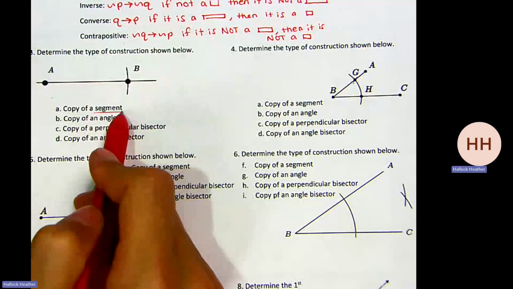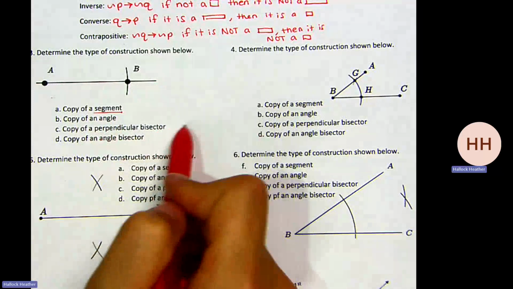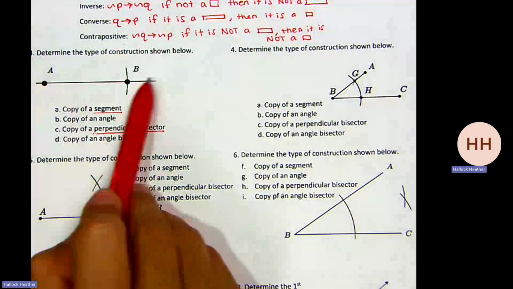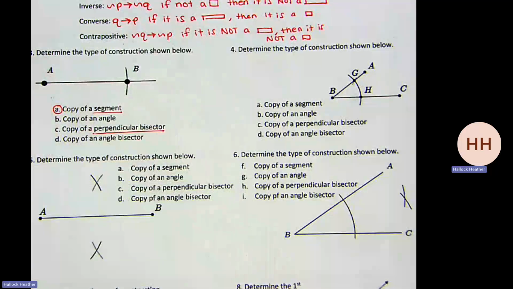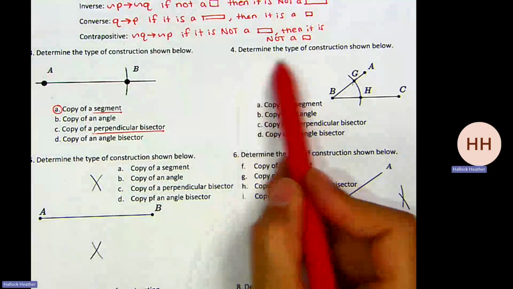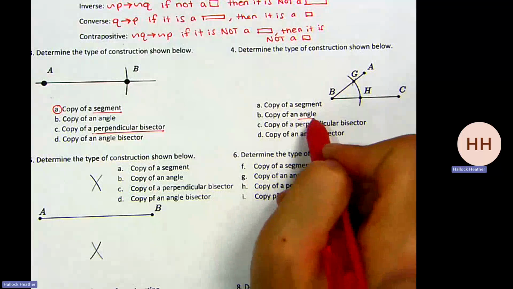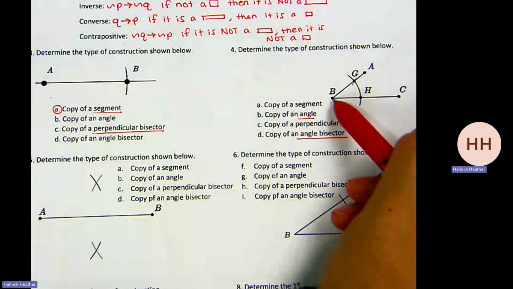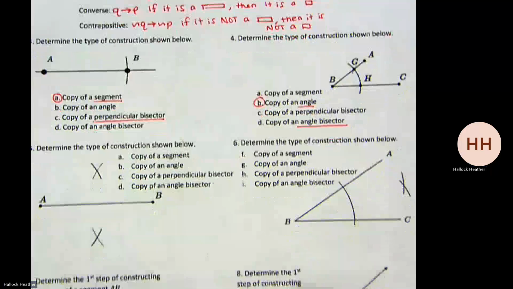So we have two options. We have copy of a segment and we have perpendicular bisector of a segment. So these two things have to do with segments. This is not splitting the segment perfectly in half. This is copying a segment. This, notice, has two segments. It's creating an angle. So it's either a copy of an angle or an angle bisector. Bisector is when it's splitting it in the middle, and that is not what's going on. This would be copy of an angle.